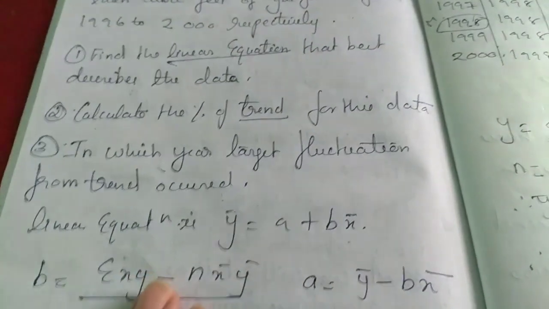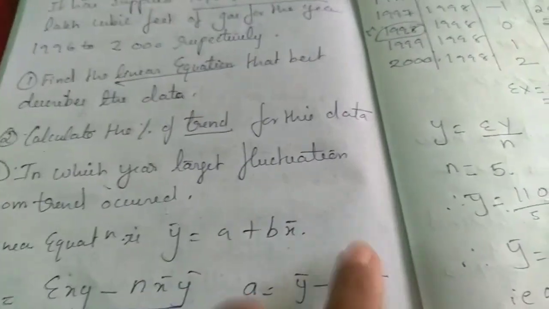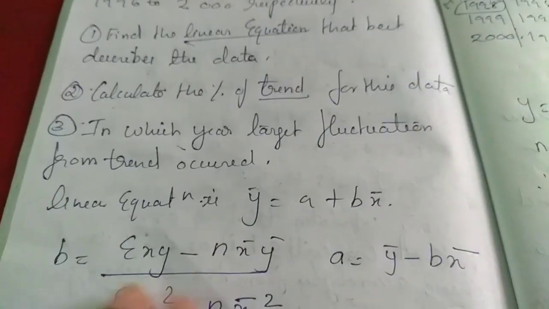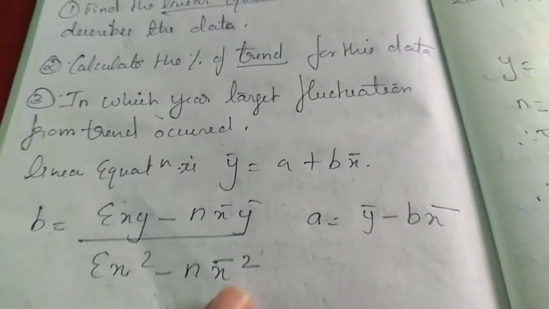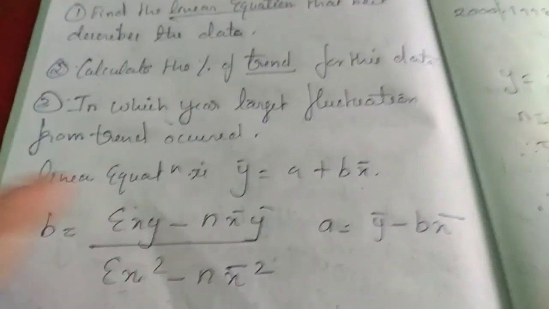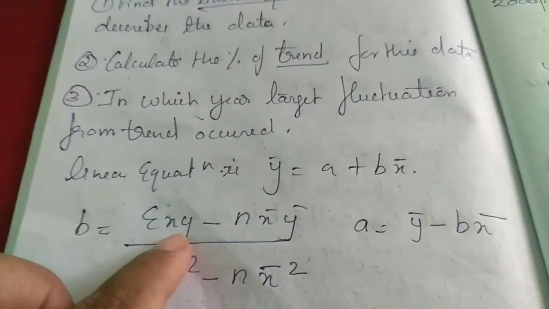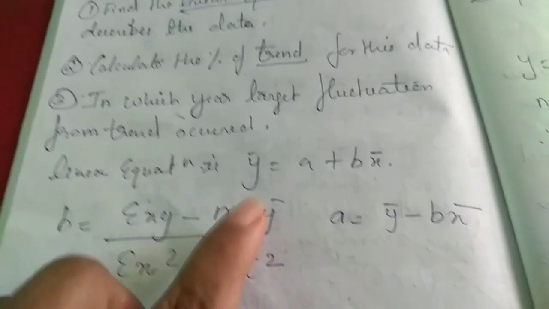Now we know that the linear equation is y equal to a plus bx, and b equal to sigma xy minus n x bar y bar by sigma x square minus n x bar square. We can memorize this equation easily. We just remember sigma xy minus n x bar y bar.